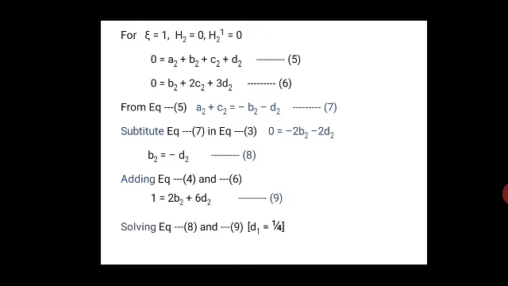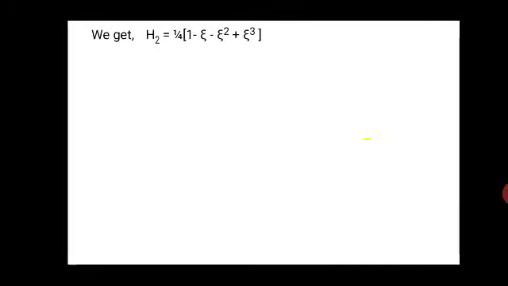Solving equation 8 and equation 9, we get d2 is equal to 1 by 4. And from equation 8, we get b2 is equal to minus 1 by 4. Hence, substitute all the values of a2, b2, c2 and d2 in equation 1. On substituting, we get the second Hermite-Shape function, that is h2 is equal to 1 by 4 of 1 minus zeta minus zeta square plus zeta cube.